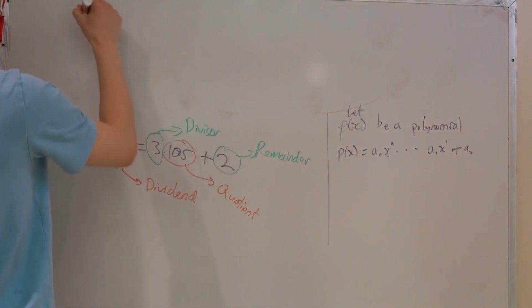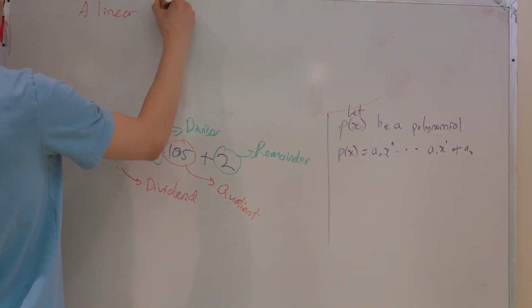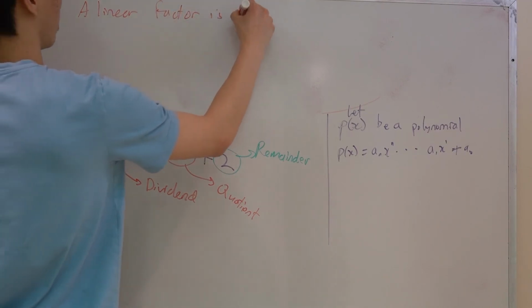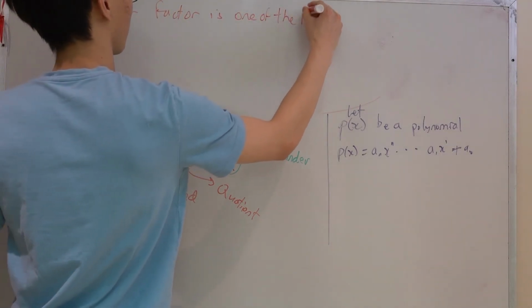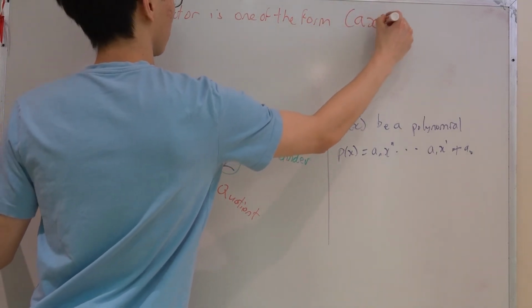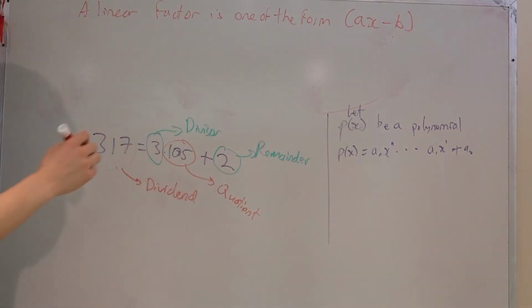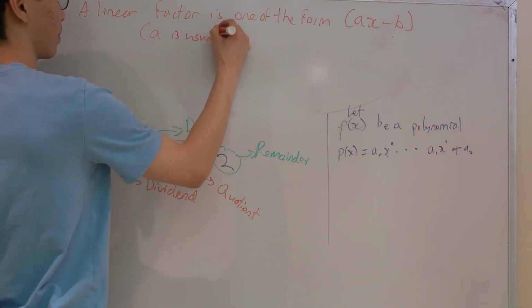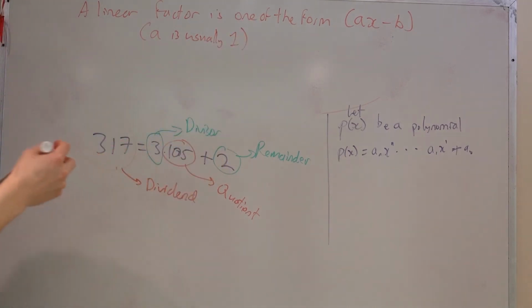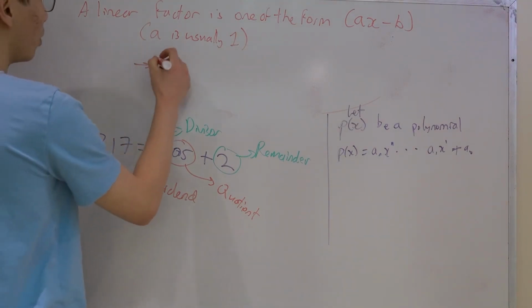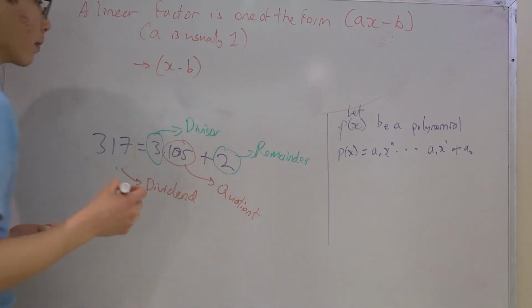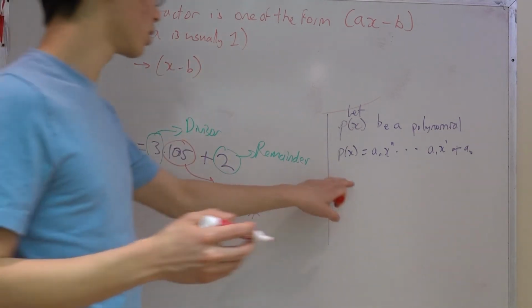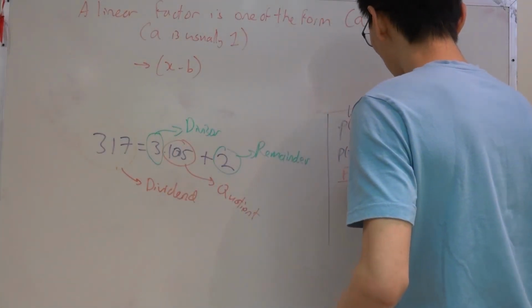But a linear factor is one of the form ax minus b. Okay? More often than not, a is usually 1. So, let's just pretend then that a is 1. So for now, we'll just pretend we have x minus b. Okay? And what we're going to do is p of x divided by x minus b.